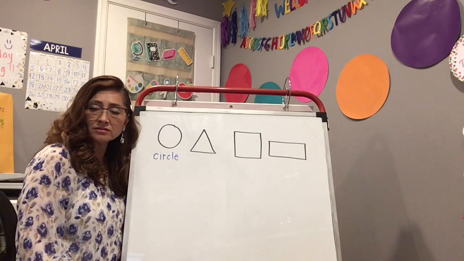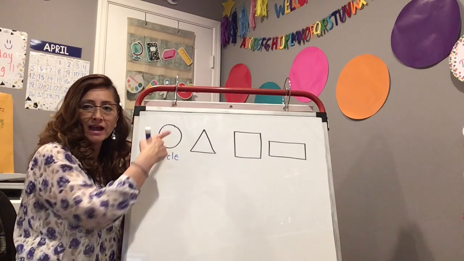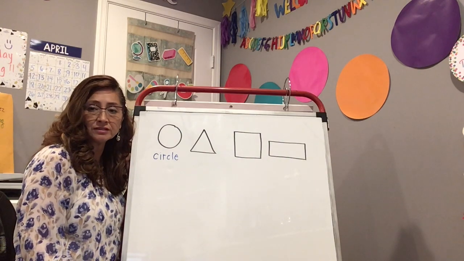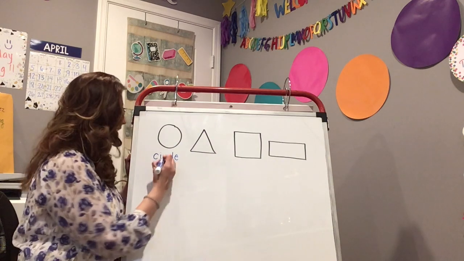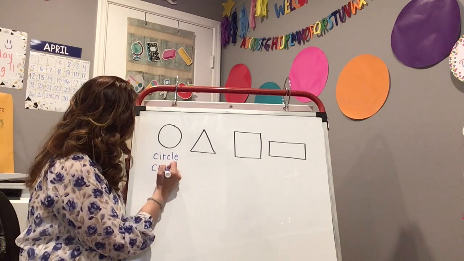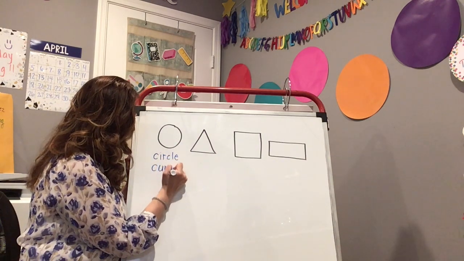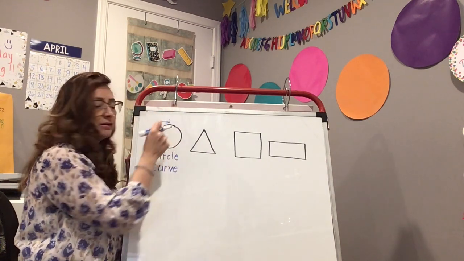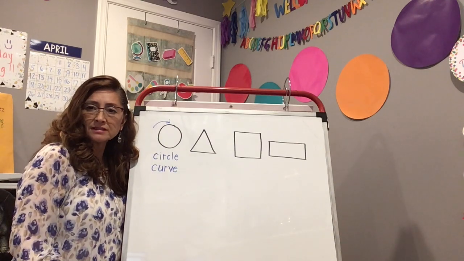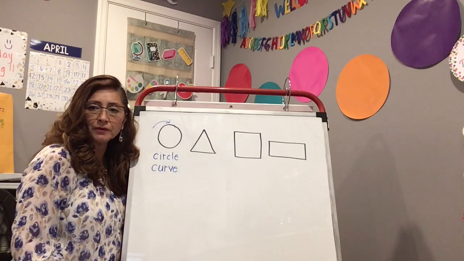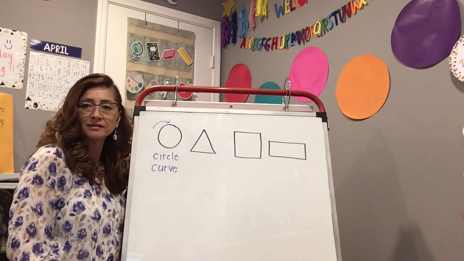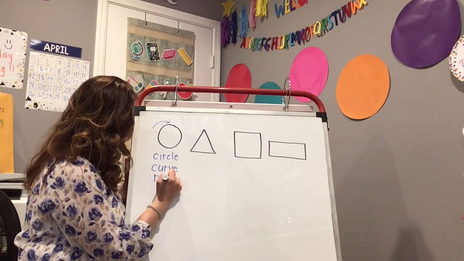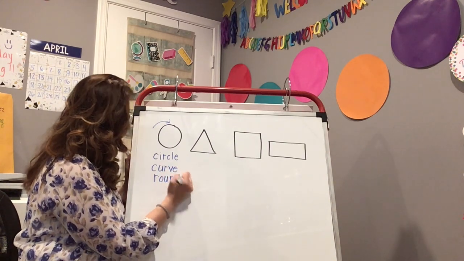Okay, anything else that will help you describe this shape? What other words you might use? That's right, curve. A circle has a curve. So let me draw it here. Anything else, friends? Think of another word that will help you describe this shape. Good, round. A circle is round. Very good.